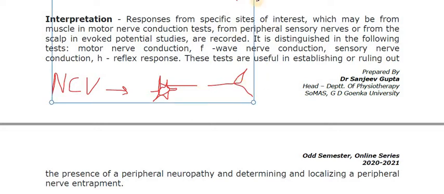And now with this sheath, the current will flow, but will take more time. So NCV will be very, very low. If the current takes more time, NCV will be low. If the current takes less time to have the muscle contraction, NCV will be high.